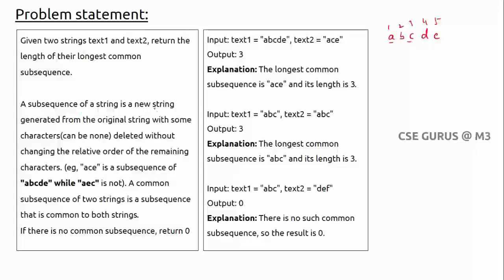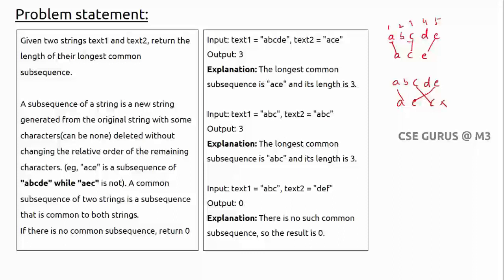A subsequence of a string is a new string generated from the original string. Of course, whatever I explained here is what is described. ACE is a subsequence of ABCDE, but AEC is not. If I take ACE, you can match it like this, and there should not be any intersections. But if I take AEC, so A, E and C, there is an intersection. So definitely this string is not a subsequence of this one. Like this we can answer it simply by checking.